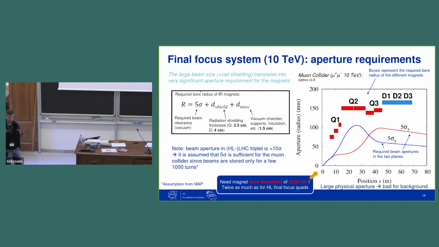Large physical aperture also means that more particles can leak towards the interaction point, so more decay products, and this also increases the beam-induced background. So the design of the interaction region is very much also linked to the MDI design.